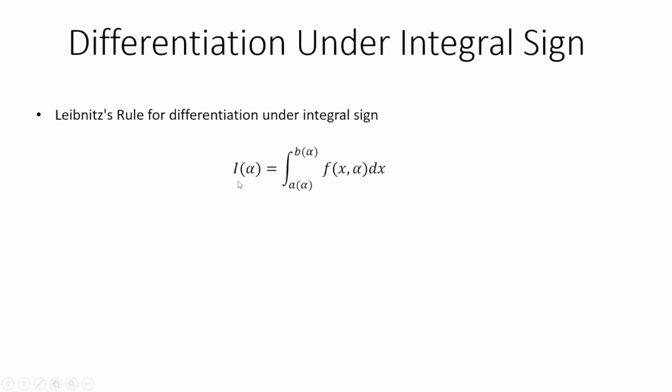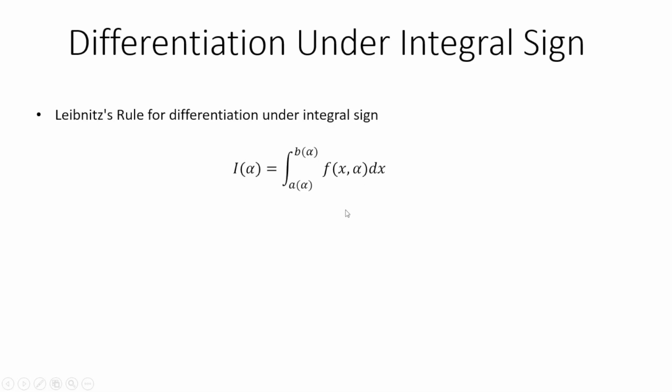That means if we have an integral, let us say I of alpha equal to integral a to b f of x comma alpha dx. Here a to b, these are limits of integration, and they may be constants or functions of parameter alpha. Now your integrand f is a function of x and alpha. That means x is a variable and alpha is a parameter.